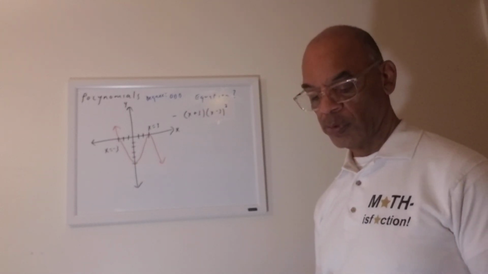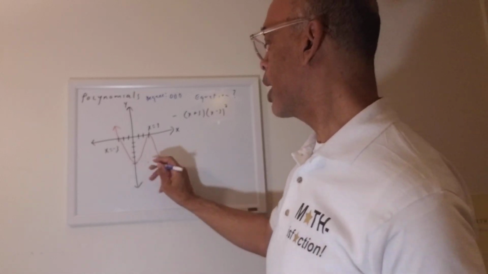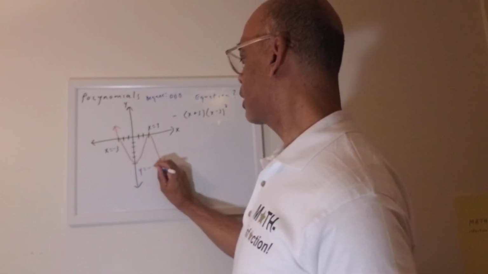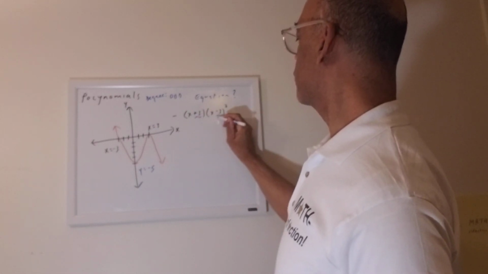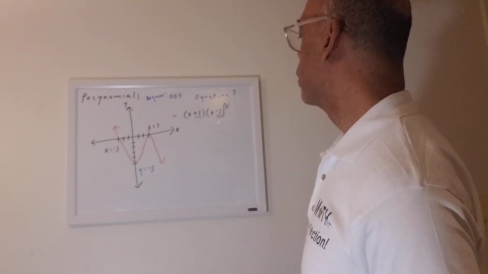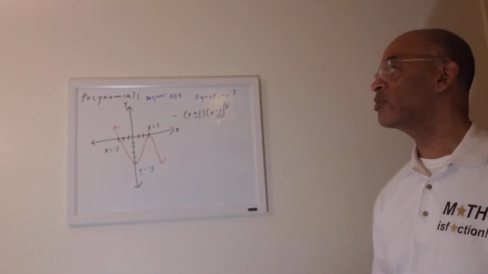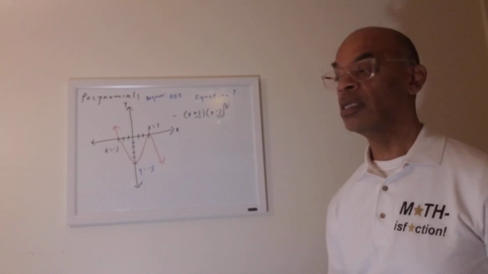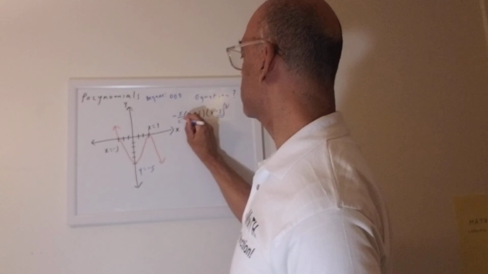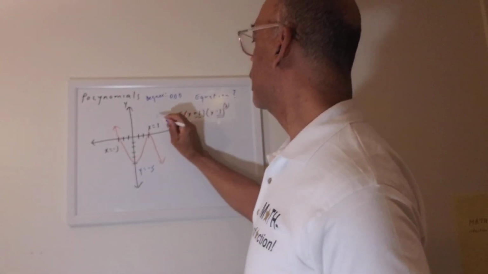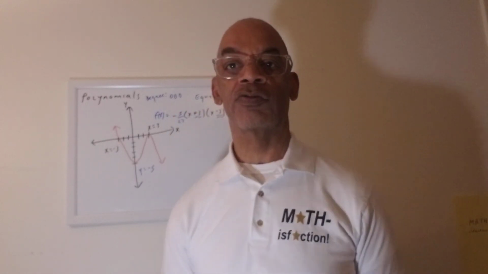Now, probably the most challenging part of this is determining the actual a value. Our y-intercept equals negative 5. 3 times negative 3 times negative 3 times negative 1 gives us negative 27. So to actually get a negative 5, we need 5 over 27. And that will give us our polynomial function for this graph.